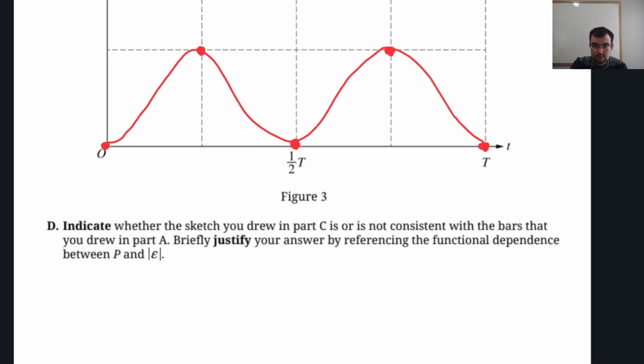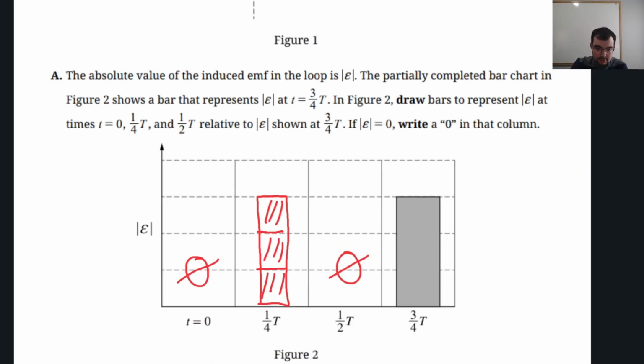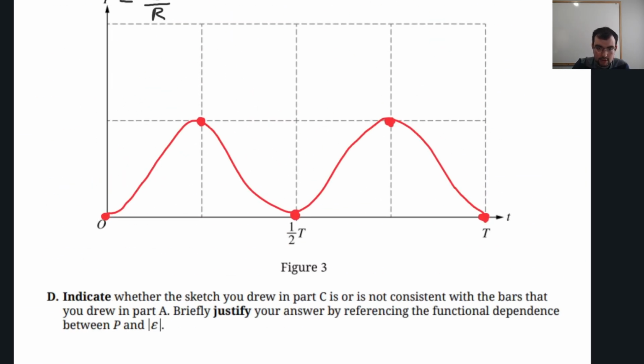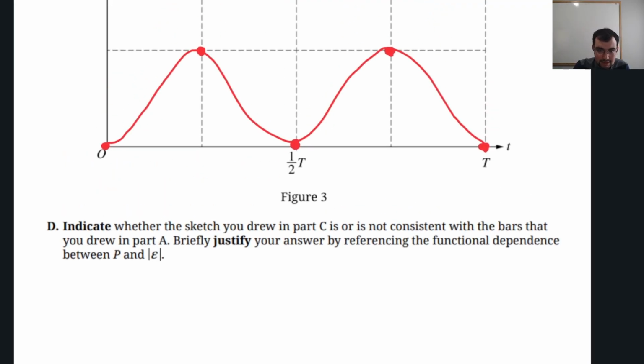Indicate whether the sketch you drew in part C is consistent with the bars you drew in A. Okay, let's see what the bars are saying in A. The bars in A say I have no EMF at 0 and 1/2, and I have maximum EMF at 1/4 and 3/4. Wow, that's exactly what we have. It's almost like I used that to graph this. So we want to justify our answer referencing functional dependence, and that just means how does power depend on EMF?